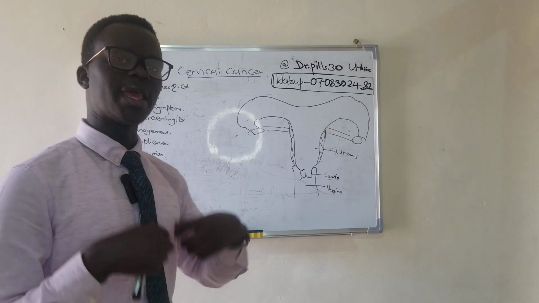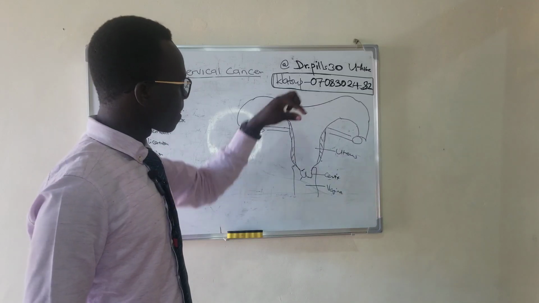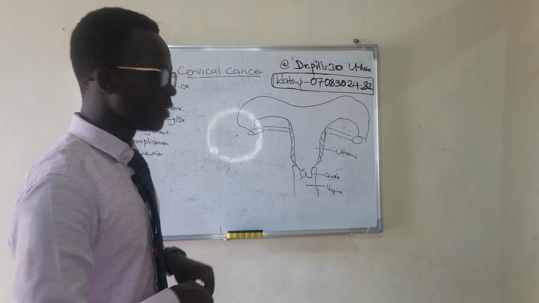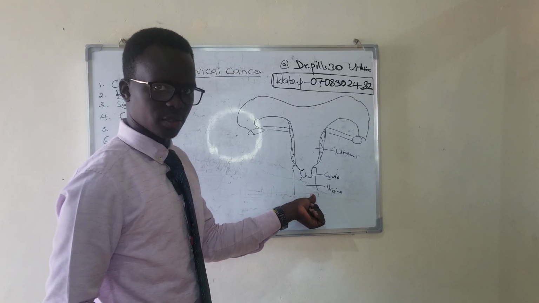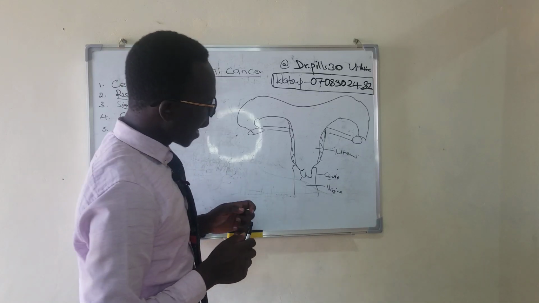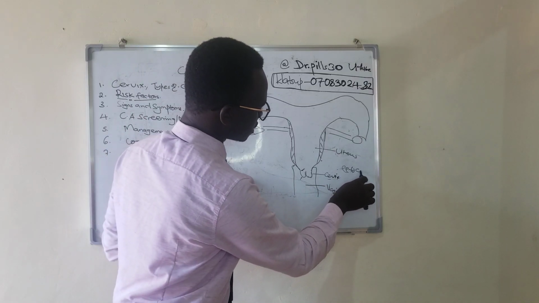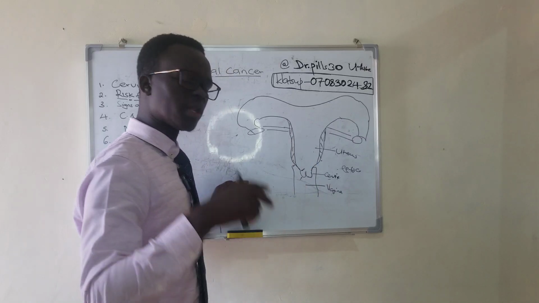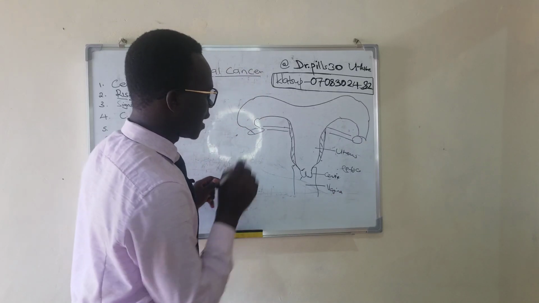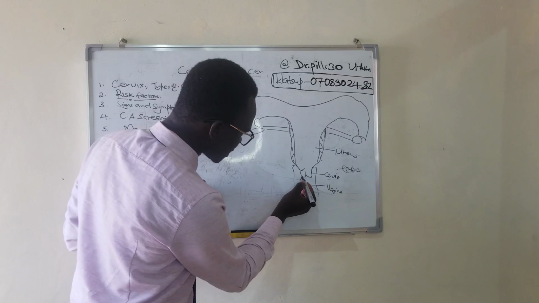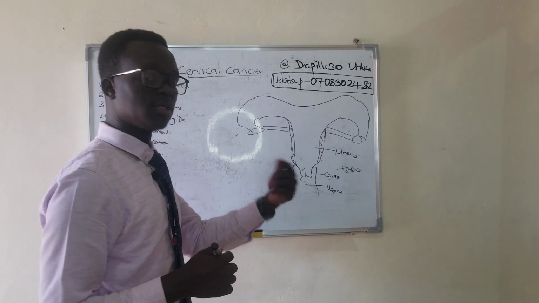A cervix is the end part of the uterus where the uterus meets the vagina, okay? And the cervix has different parts. It has the ectocervix and the endocervix. So the cervix has two parts. The ectocervix is the external part of the cervix, and the endocervix is the inside part of your cervix.